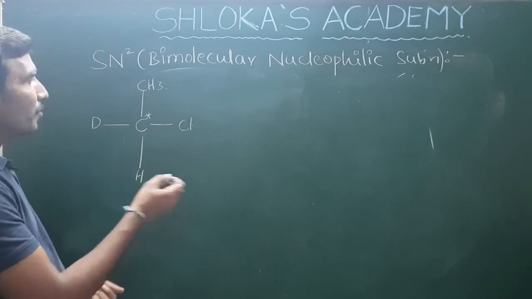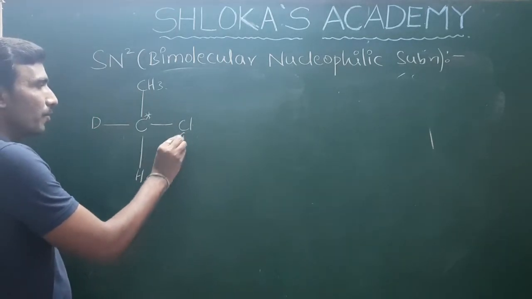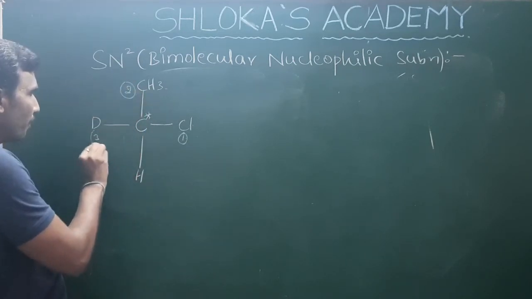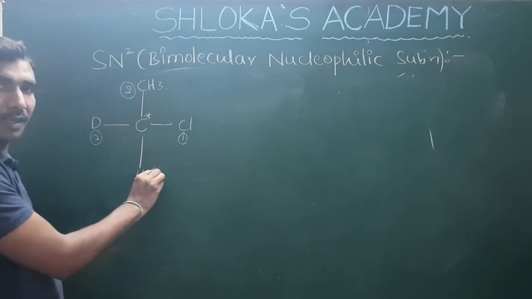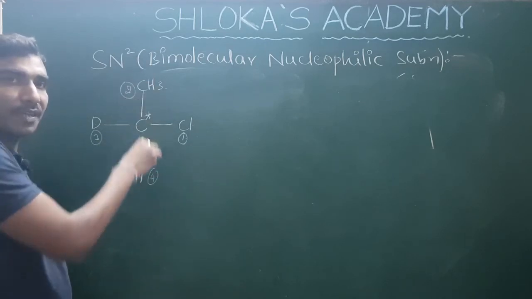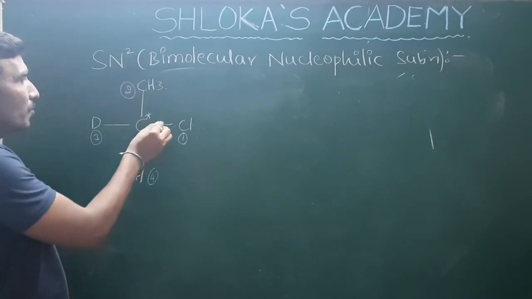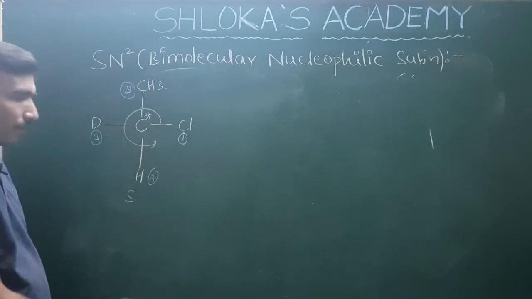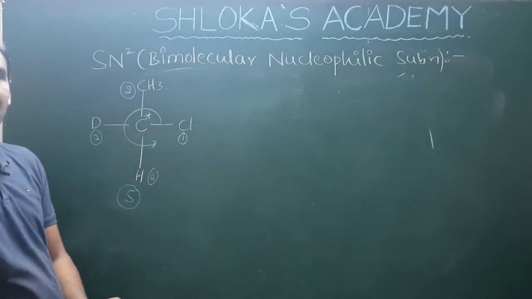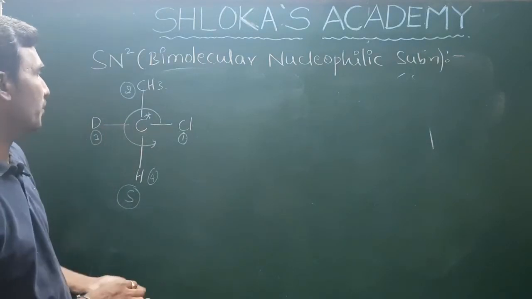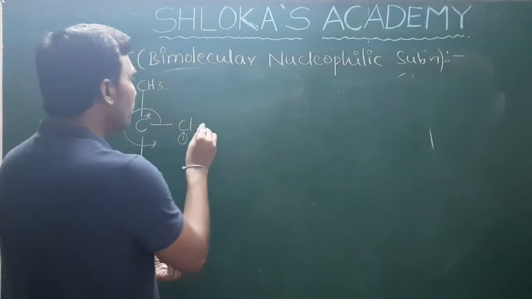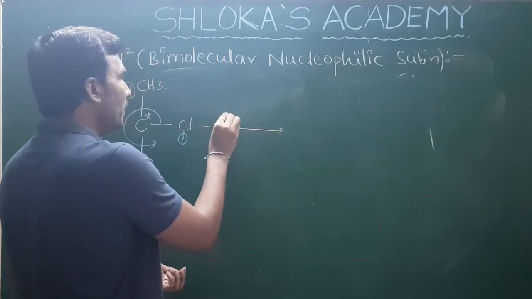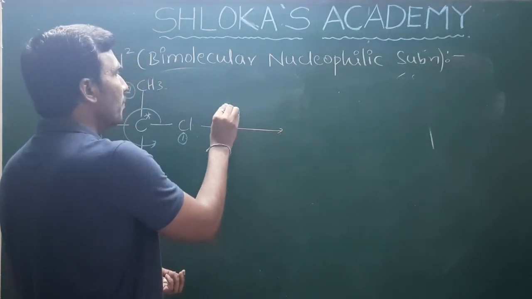According to RS nomenclature, CIP rules: first priority, second priority, third priority, and fourth priority. As the least priority group is lying on the vertical line, it is S configuration. What is the configuration of this substrate? S configuration. Now what I am taking here is a nucleophile, let me take OH minus.